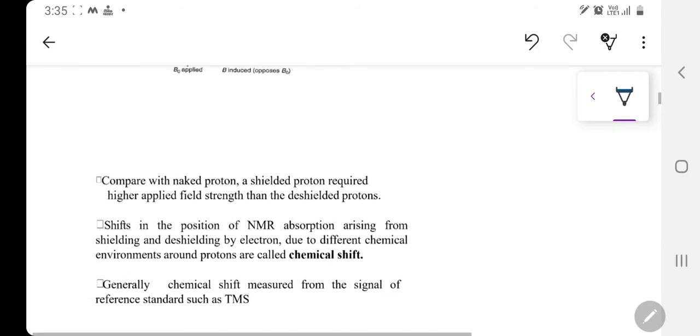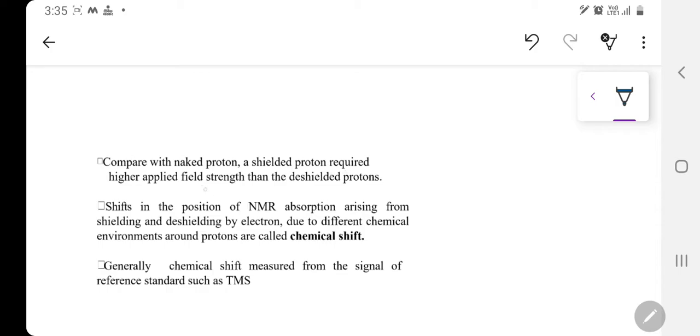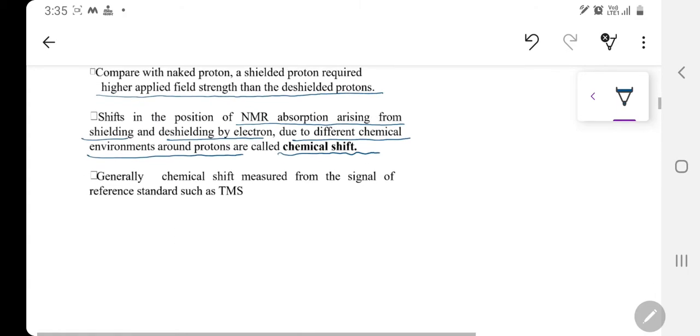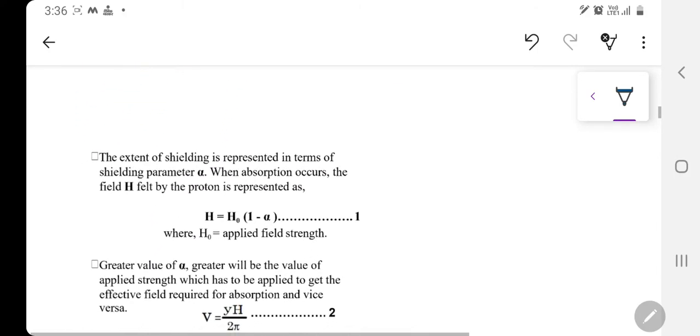Compared with the naked proton, a shielded proton requires a higher applied field strength than the de-shielded proton. Shift in the position of NMR absorption arising from shielding and de-shielding by electrons due to different chemical environments around protons is called the chemical shift. Generally, chemical shift is measured from the signal of a reference standard such as trimethylsilane, which is known as TMS. The extent of shielding is represented in terms of shielding parameter alpha.